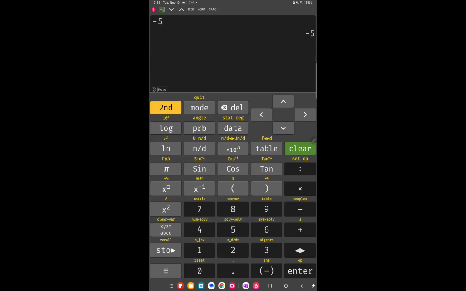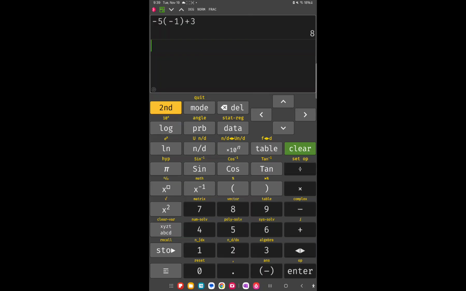-5, and then parenthesis. Our first number that we're using there is -1, excuse me, -1. Close the parenthesis, and then plus 3. Like that. If you do that correctly, you should get 8 when you do that.